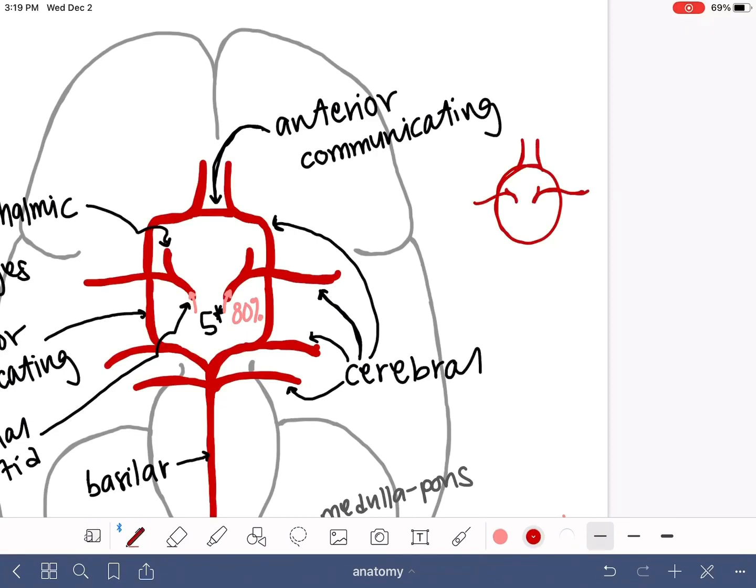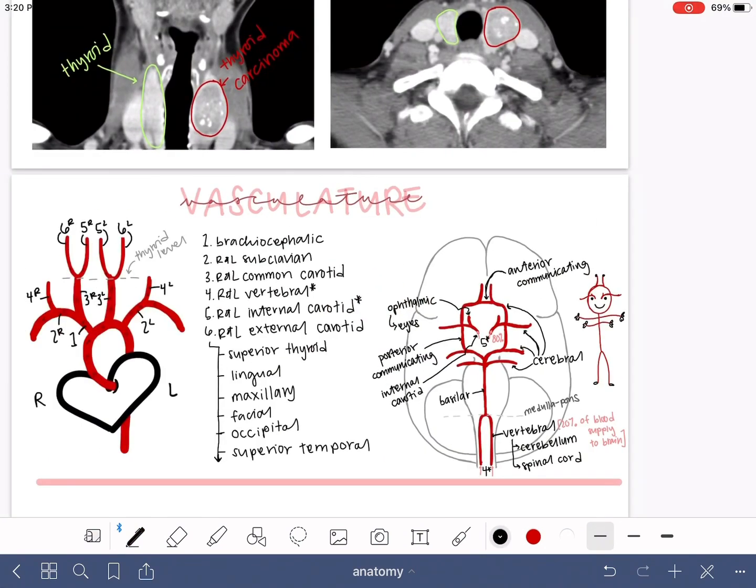I heard someone once compare the circle of Willis to a little alien, and I thought it was a good way to remember it. In the black is things that don't actually exist, but the red, you could compare to different arteries. She's got a little antenna and 4 arms. I thought that was a cute way to remember it.